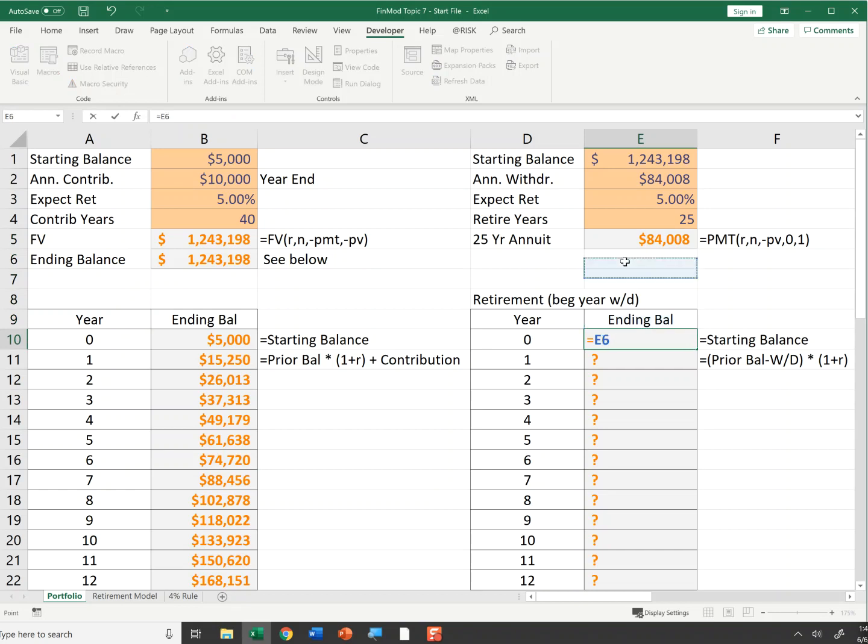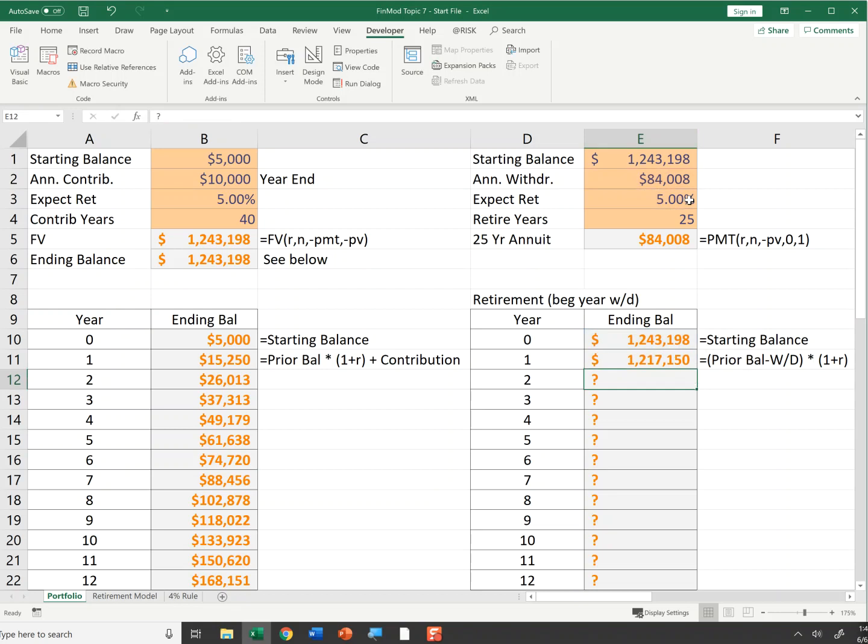If I have $1.2 million in an account, and that balance earns 5%. However, before I even earn the 5% on this, I'm going to first withdraw my first payment of $84,000 to myself. So if I start off with $1.2 million, I then pay myself immediately today $84,000, anchor that, and then that balance earns 5% interest or return.